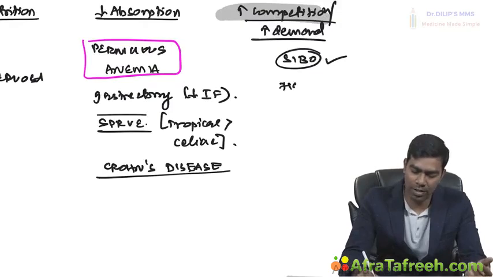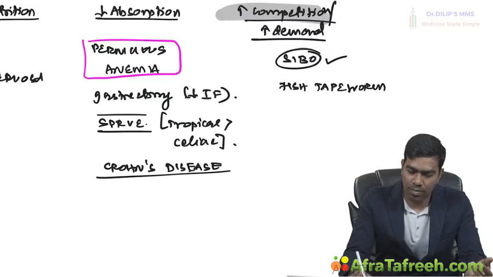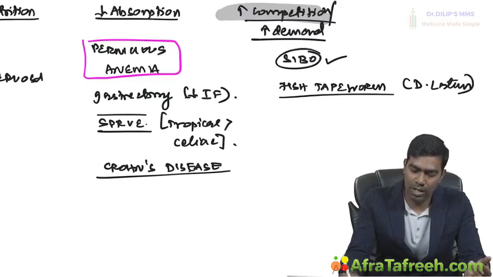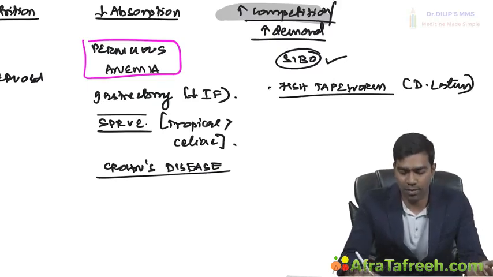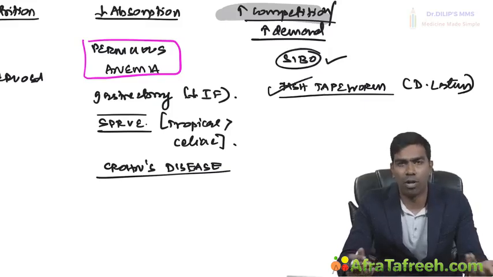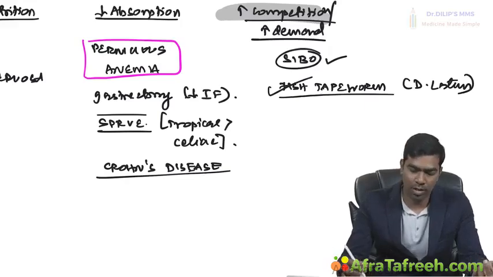Then you can get a fish tapeworm. Again, it is due to competition, where the fish tapeworm, Diphyllobothrium latum, is one of the very important things in parasitology. If they ask you which of the following worms causes B12 deficiency, the answer must not be hookworm, which causes anemia. Similarly, the fish tapeworm is going to cause your B12 deficiency, that is Diphyllobothrium latum.